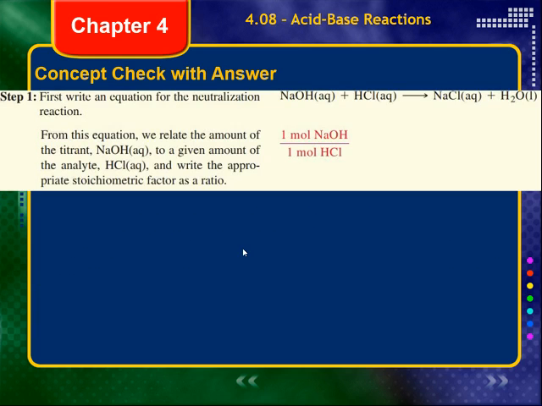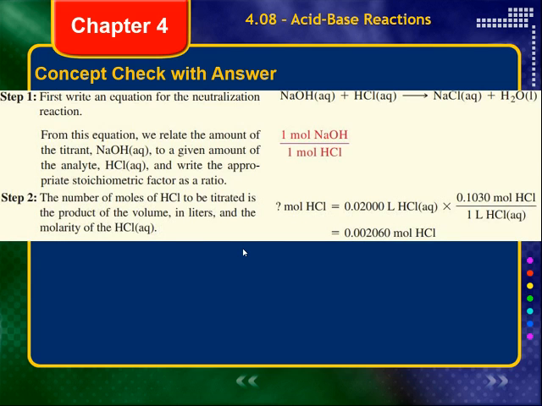Step 1. First, write an equation for the neutralization reaction. Here we go. We have NaOH aqueous plus HCl aqueous react to form NaCl in aqueous form and H2O in liquid form. From this equation, we relate the amount of the titrant, the NaOH, to the given amount of the analyte, the HCl, and write the appropriate stoichiometric factor as a ratio. In this particular balanced equation, it's a 1-to-1. Makes it a little bit easy. It's not always this easy, but it is 1-to-1 in this particular example.